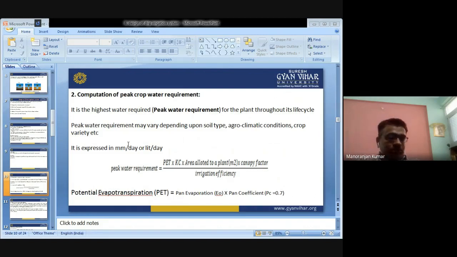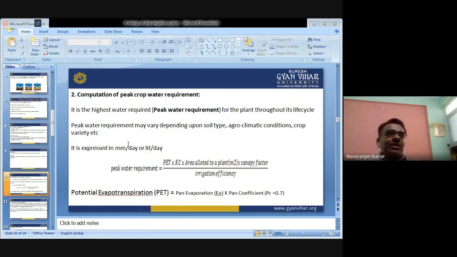Okay, and when we design the drip irrigation system, then this peak water requirement is considered for the designing. Okay. So it is the highest water required for the plant throughout its life cycle. Peak water requirement may vary depending upon the soil type, agroclimatic condition, and crop variety.